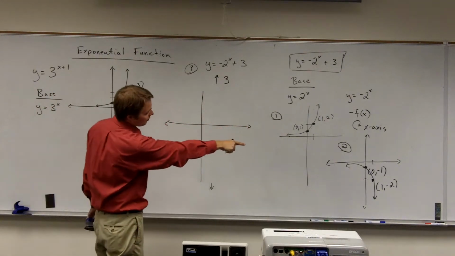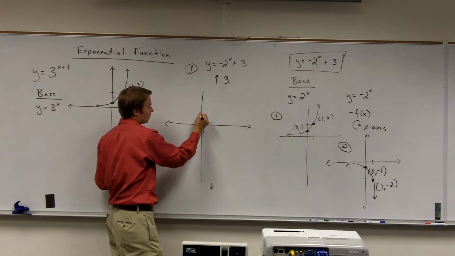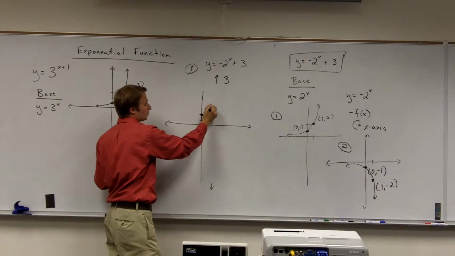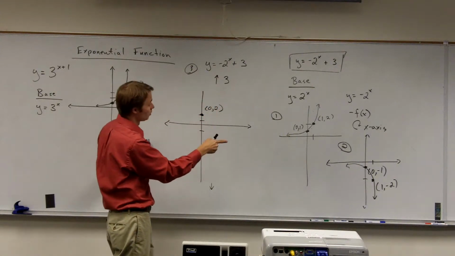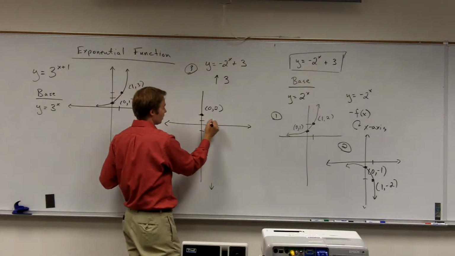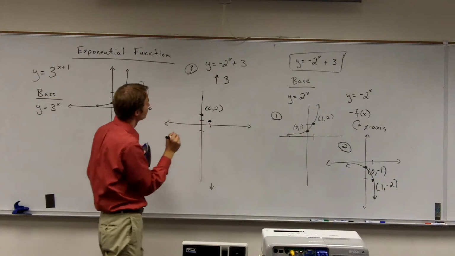So we're taking this graph, number 2, and moving it up 3. So 0, negative 1 will become 0, positive 2. And then 1, negative 2 will become 1, positive 1.